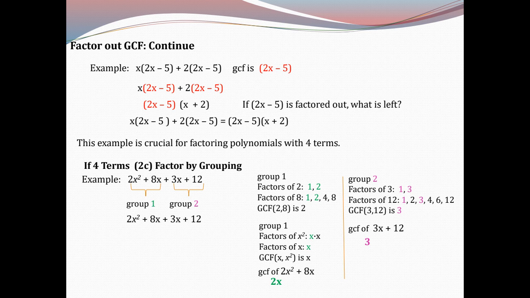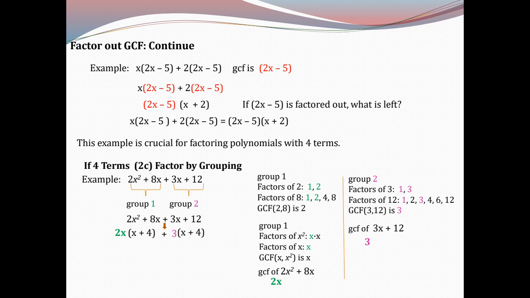So I'm going to factor those out from my groups 1 and 2. When I factor out a 2x from group 1 and a 3 from group 2, what's left over? What's left over is the x plus 4 for the first group and an x plus 4 from the second group. Do you see we have the same situation that we had last time? We have two expressions, this addition, that they both share something that they're being multiplied with, the x plus 4.